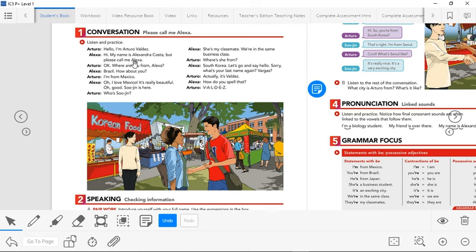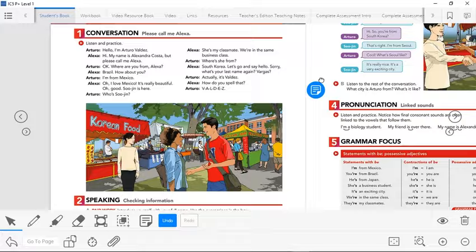Well, now they introduced themselves to each other, but now we're gonna be seeing how to introduce another person to your friend, for example, with the next conversation. Let's pay attention, okay?